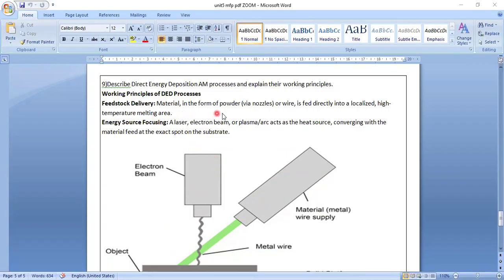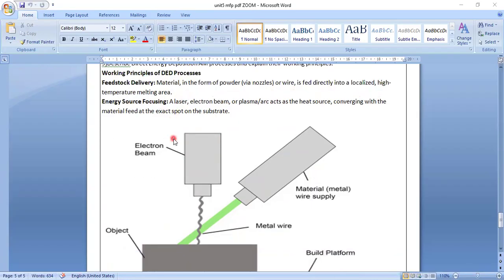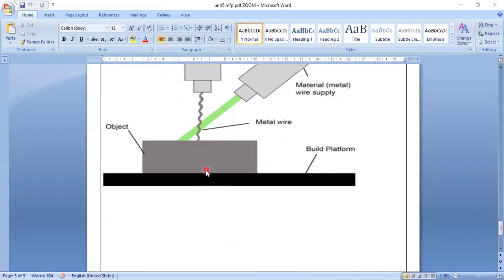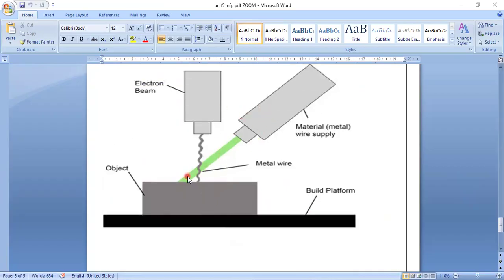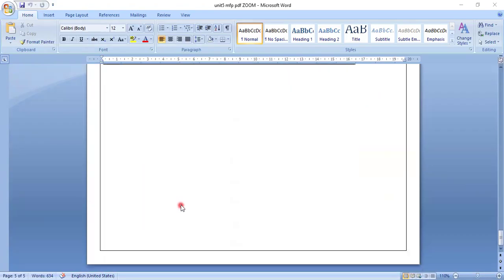The material is in the form of powder coming through nozzles or wire is directly fed into a localized high temperature melting process. Energy source focusing: a laser, electron beam or plasma arc acts as a heat source converging with the material feed at the exhaust part of the substrate. So as I said, wire is coming directly, electron beam is coming, it is melting, it is directly depositing. That is the end of this one.